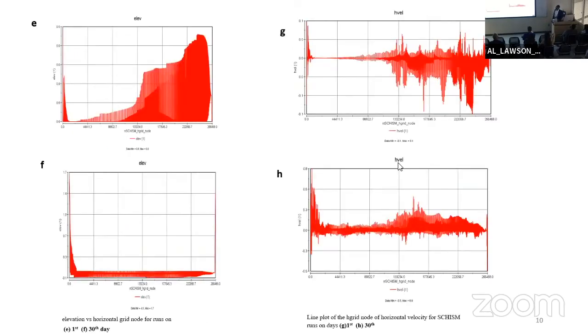Same with the elevation values as well with respect to time. Here, I just showed a pictorial representation of how the horizontal velocities are computed on various horizontal grids, on the first day and on the last day.